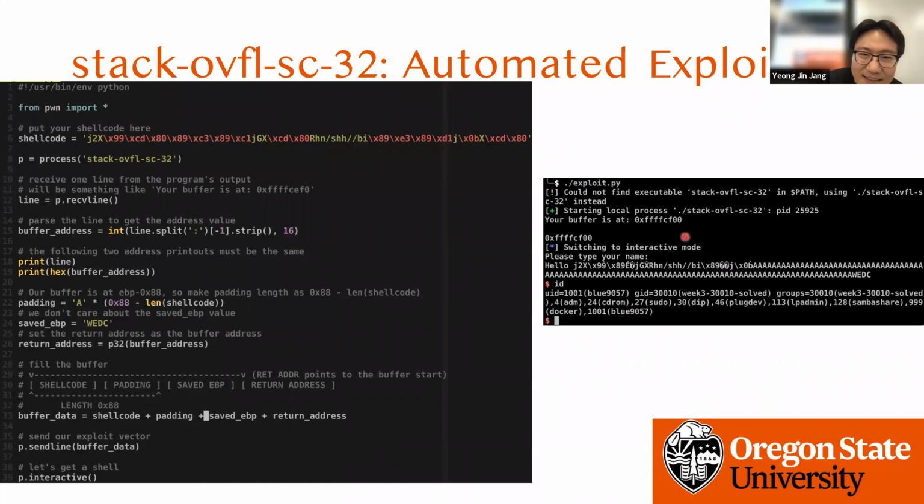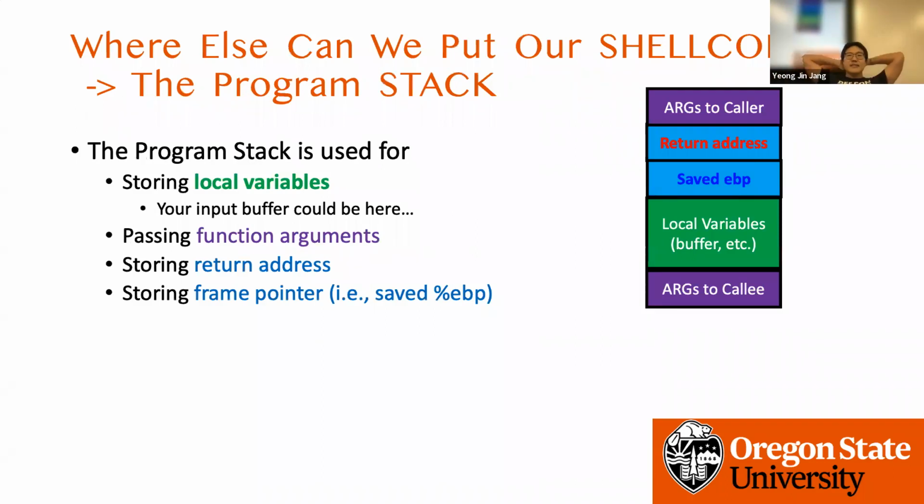So you can see how it goes here. The next challenge is that I shortened the buffer size to 4 bytes. Then you cannot put your entire shellcode there. In that case, where can you put the shellcode? One way is to put it in local variables such as the buffer. That was the previous method. There are some other ways that we can put the shellcode in the stack.